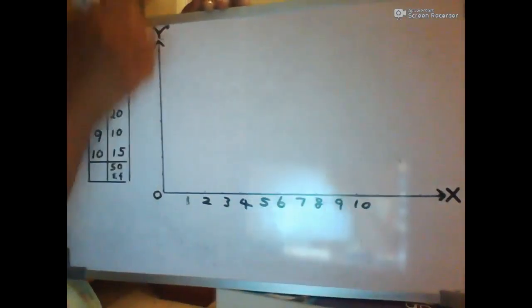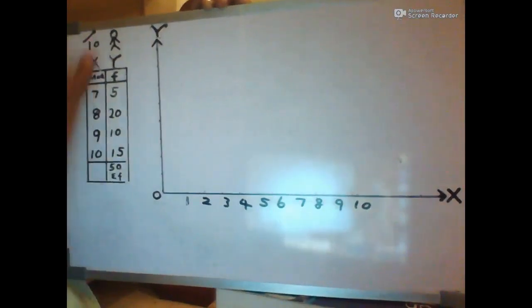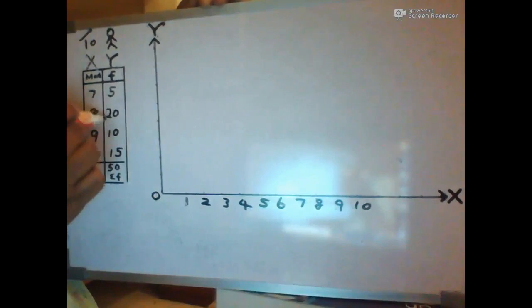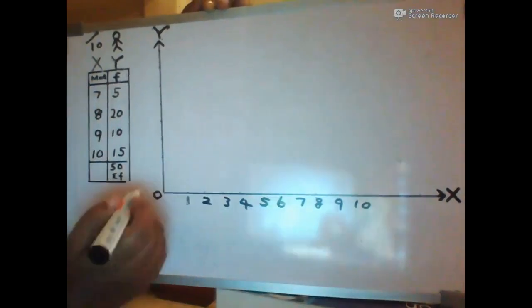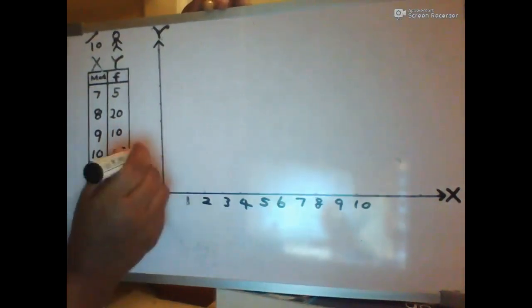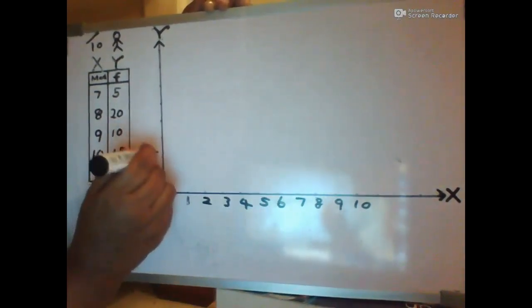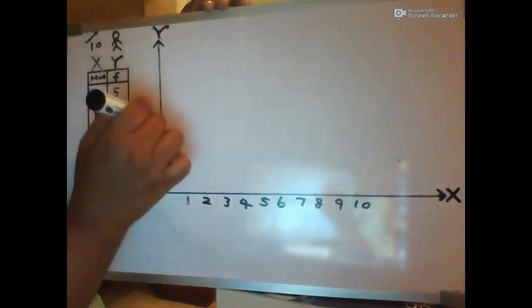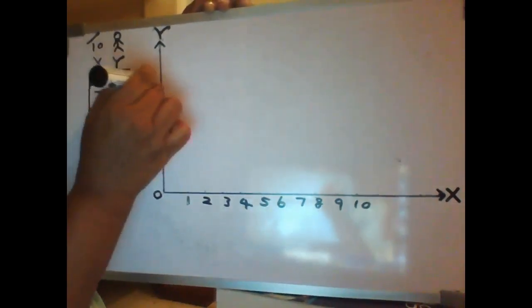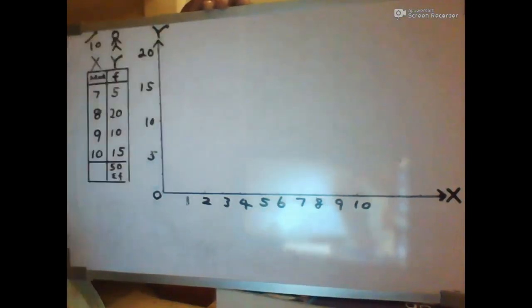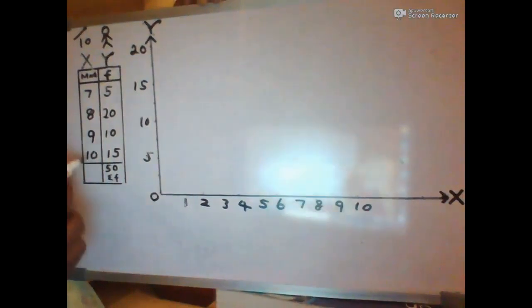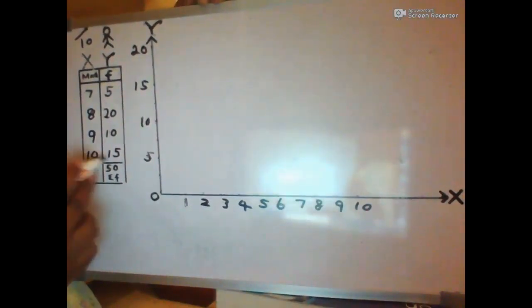On the y-axis, what do we take? The number of students, right? So it is 5, 20, 10, 15, the highest is 20. So we'll take like this, 5, 10, 15, 20, right?